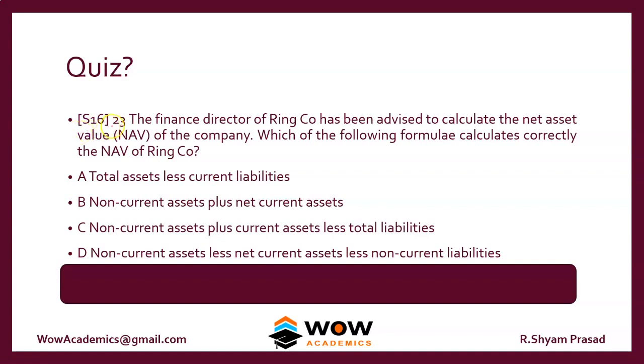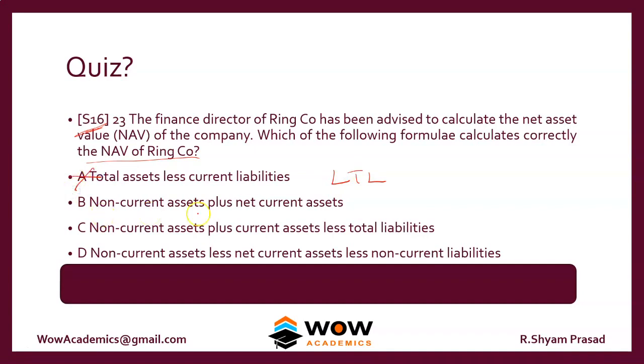So this was asked in September 2016. The finance director of Rinco has been advised to calculate the NAV of the company. Which of the following formulae calculates correctly the NAV of Rinco? Total asset less current liabilities. We are not considering the long-term liability in this formula, so this is wrong.